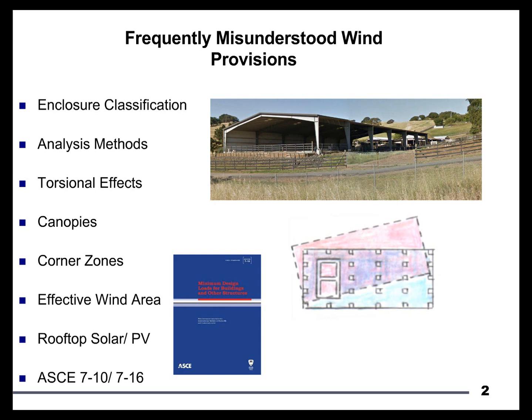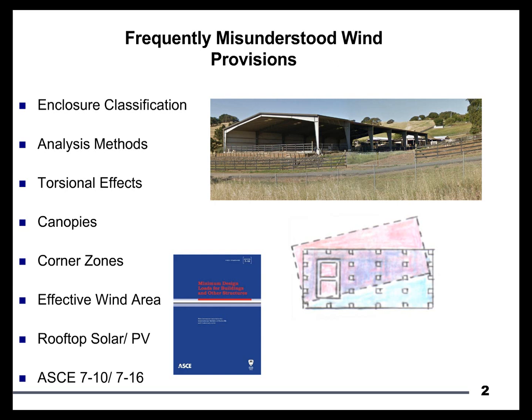We're going to spend a little bit of time talking about analysis methods. Again, this is probably the most confusing part of the wind code, the number of chapters, the number of methods available to you, and we'll try and simplify that down a bit. We'll talk about torsional effects. Something we do need to be concerned about with wind load, but is addressed in a fairly confusing fashion, so we'll break that down.